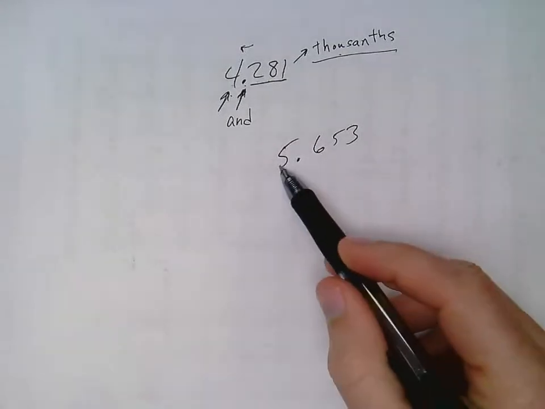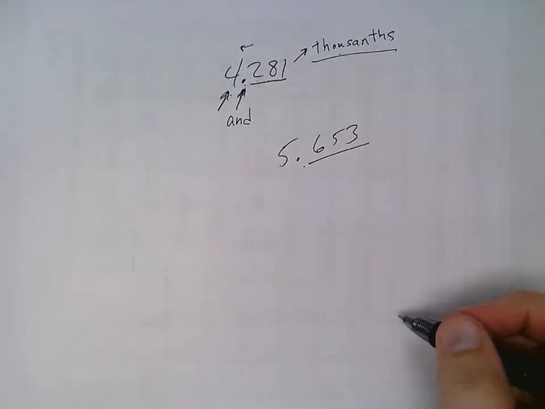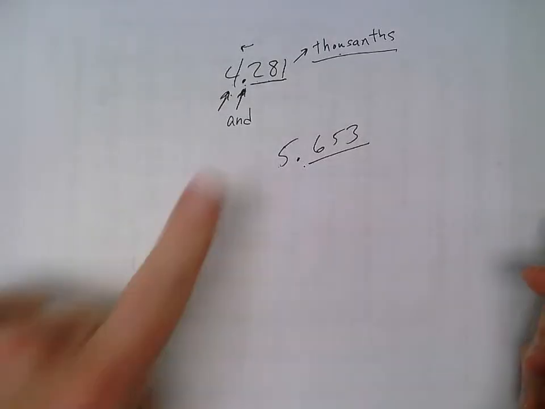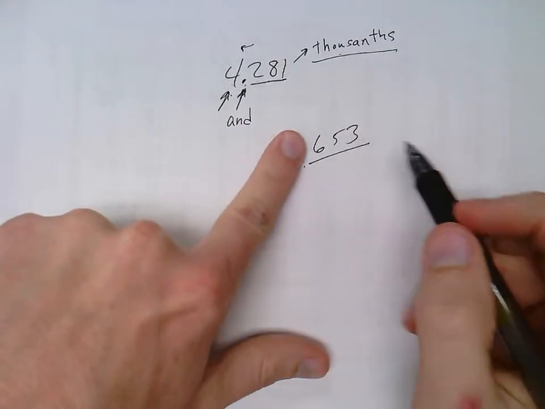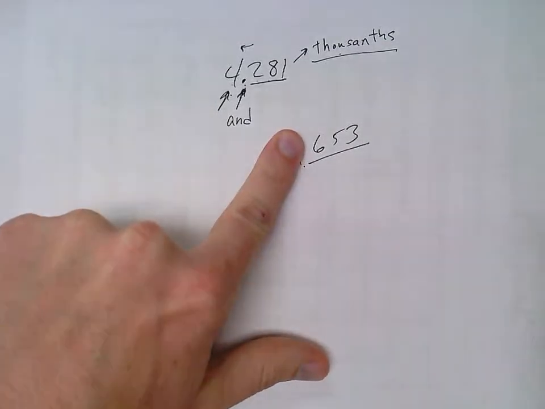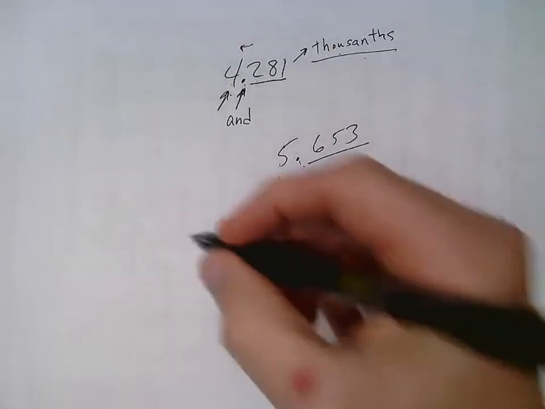This one here, 5 and first name 653. Read it just like we would if we'd pretend that those were the only numbers there. So 5 and 653, last name thousandths, because there's 3 decimal places.